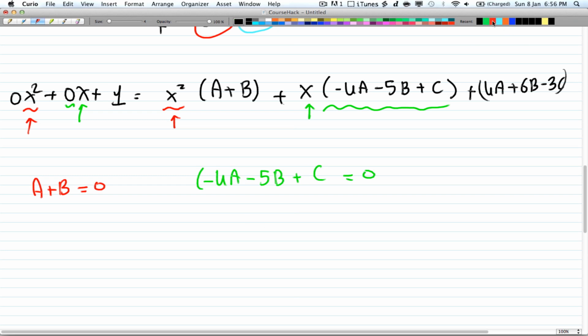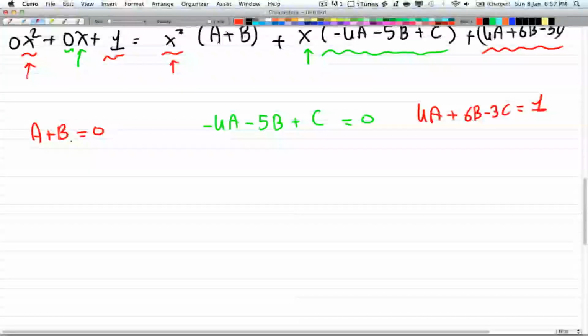And likewise for the last equation, you have 4a plus 6b minus 3c. But this one's different because here we have a constant, and over here we have a constant, so these are x to the power of 0. So this will be equal to 1. And now we have all our three equations. And from this point, it's just simultaneous equations.